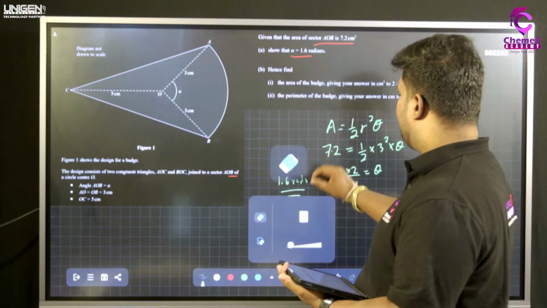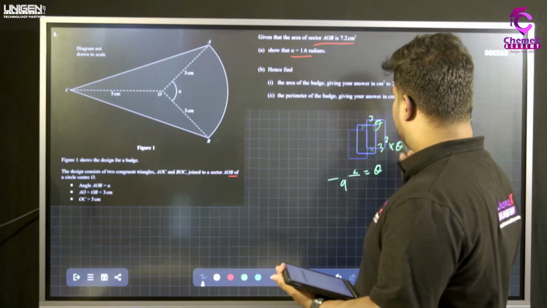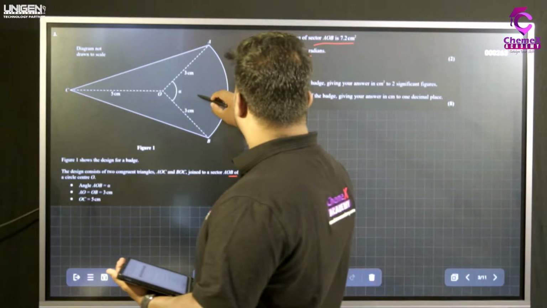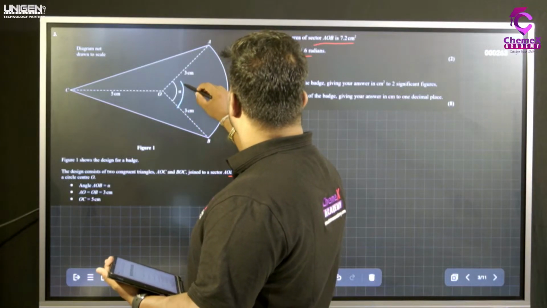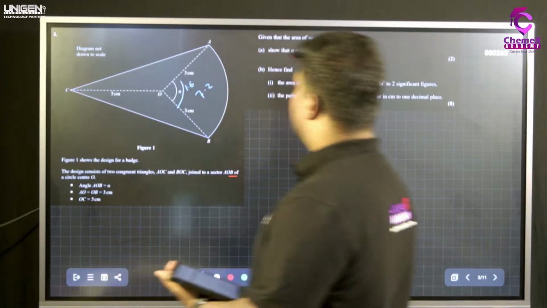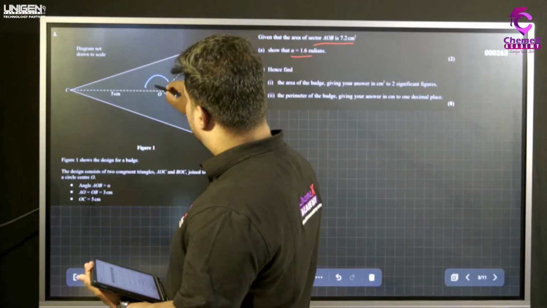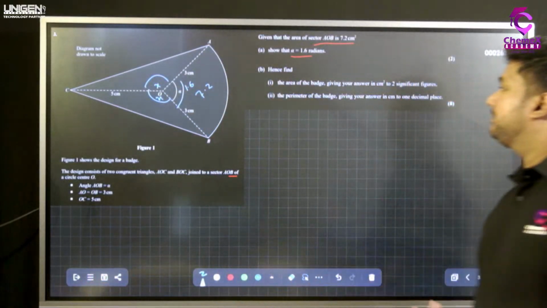So since you now know the area of this whole thing, how much is it? 7.2. And you know this is 1.6. Okay. And these two triangles are congruent. That means if this is x, this is also x. Are you okay with that?